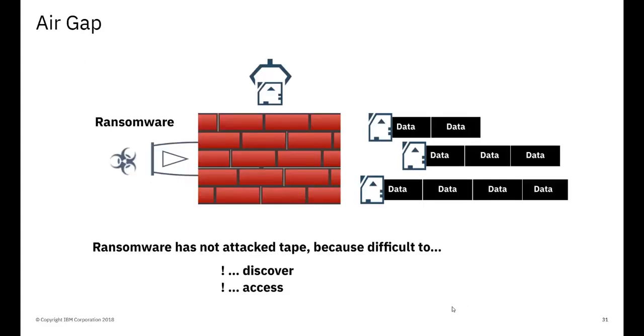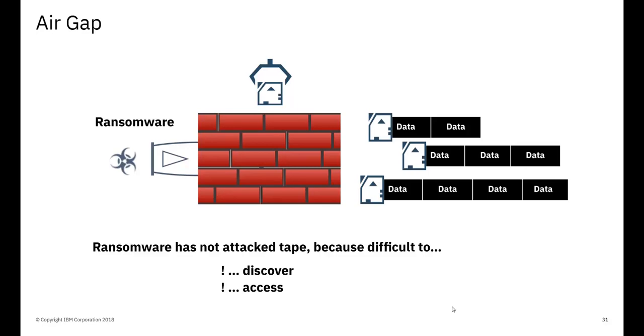So regardless if you're writing data out to tape as your primary storage pool, as a copy storage pool, or as a copy of a directory container, the great thing about tape is it acts as an air gap. If your environment was attacked by some type of ransomware, the nice thing about data on tape is that ransomware has not yet attacked tapes. One, because it's difficult to figure out which tapes are out there, and two, it's difficult to access them, either because they have to be mounted and written to, or because they are physically not in the library. They may well be sitting in a vault at some type of Iron Mountain facility.